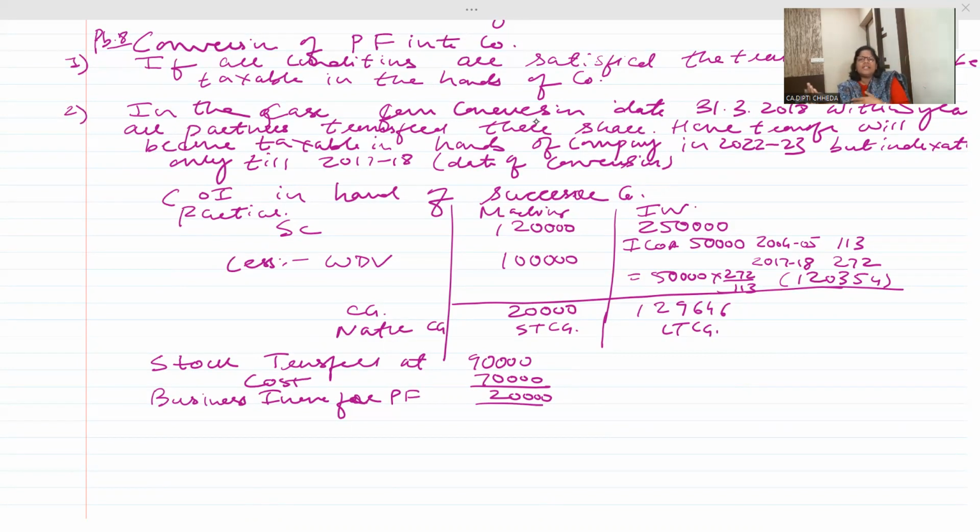रोज खरीद के रोज सेल करते हैं, स्टॉक थोड़ी संभालने के लिए लेते हैं. So this stock in trade of 70,000, if I have transferred to the new entity at 90,000, this 20,000 is the capital gain for me here only. At the time of conversion only, the old entity will pay the tax. And that's why this will not be taxable. Okay? Right.